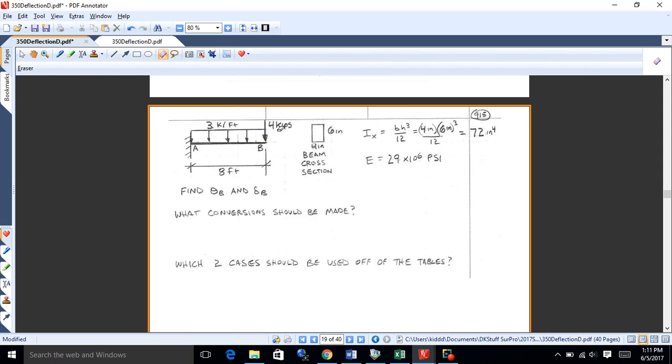Okay, that sounds about right. Yeah, this is 900, I think. So we've got 3 kips per foot, and then we've got 4 kips on the end. So why don't you start off by getting that converted? Everything is pounds and inches. So why don't you do that real quick here?